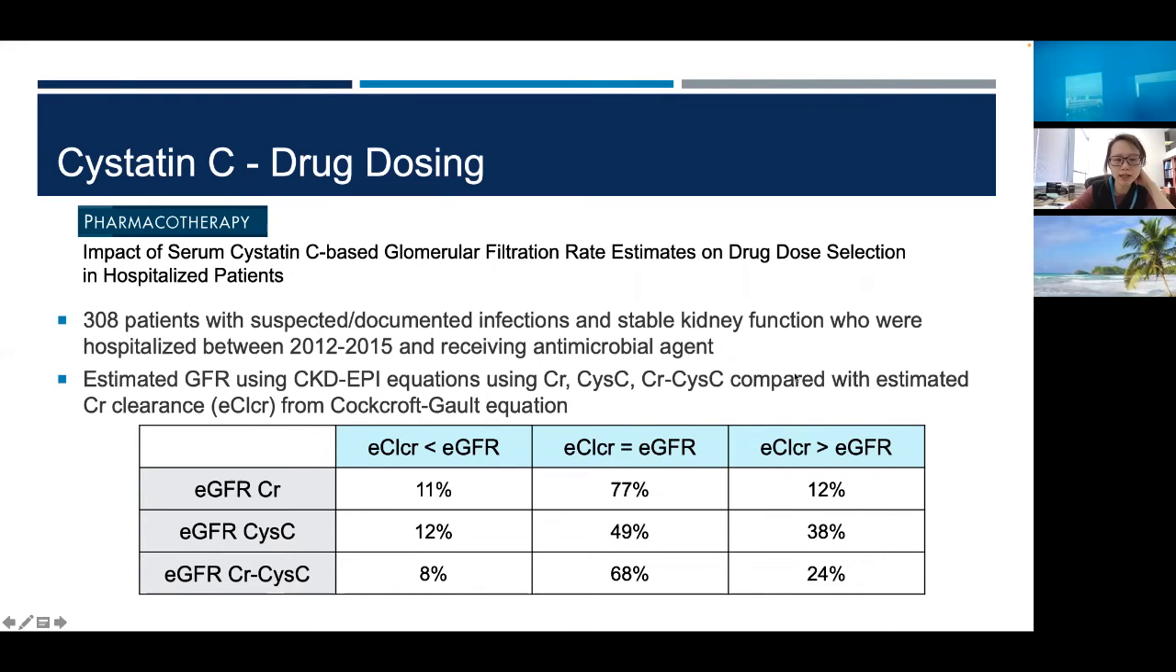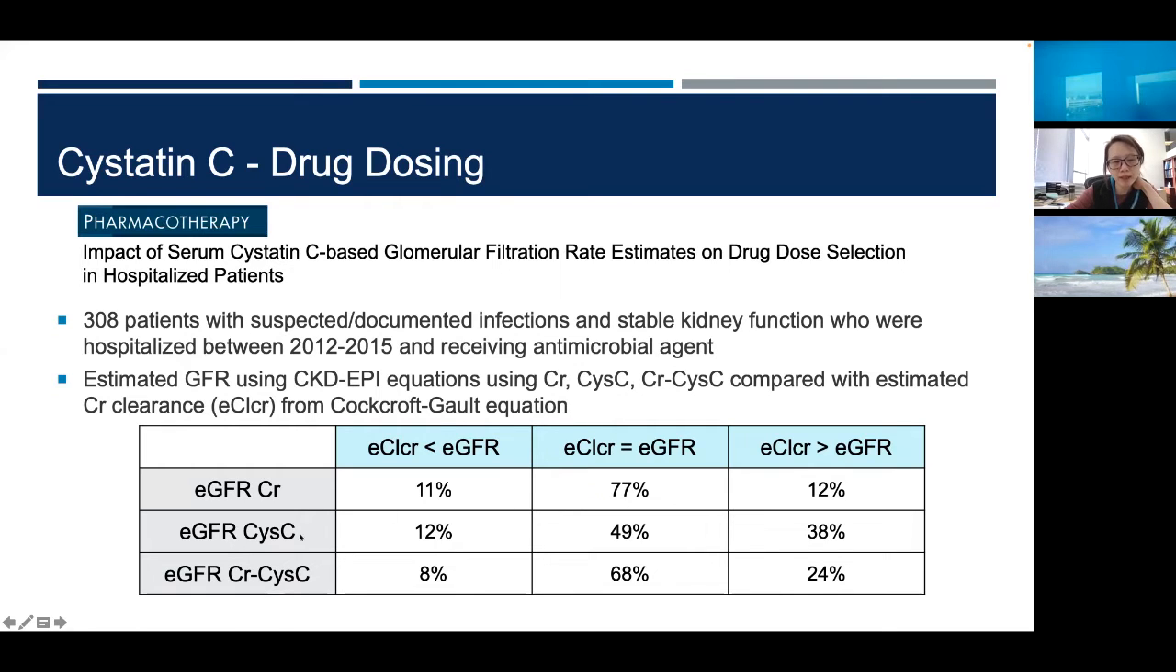They looked at 308 patients with either suspected or documented infection and stable kidney function who were hospitalized between 2012 and 2015 and receiving antibiotic agents. They estimated GFR using the CKD-EPI equations with creatinine, cystatin C, or combined, and compared that with the estimated creatinine clearance using the Cockcroft equation.